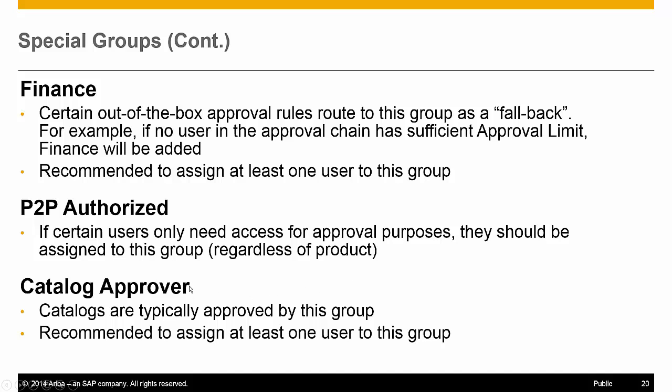And sometimes this is broken down with custom groups based on vendors or commodity categories. But out of the box, all catalogs will route to the catalog approver group, who reviews the catalog before promoting it to be live.